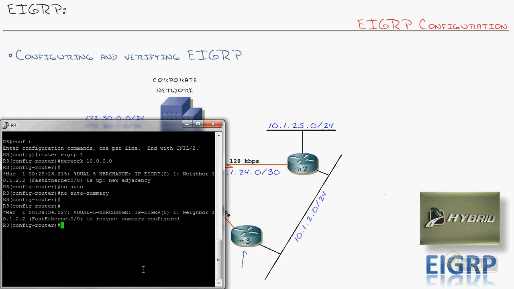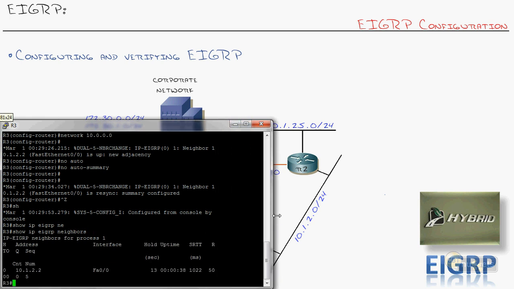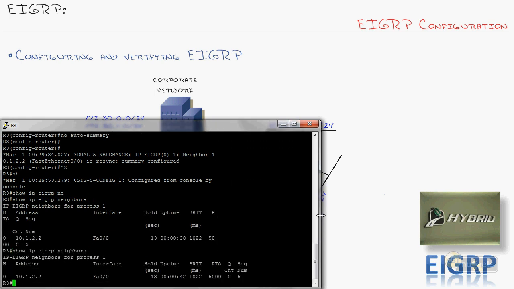So, basic verification. Let's go into router 3 and just do a show. The first command I always type, even before I check out the routing table, is show IP EIGRP neighbor. Let me get a little bigger here. This is like my show IP interface brief for EIGRP. I love this command. It's like, okay, I found a neighbor.